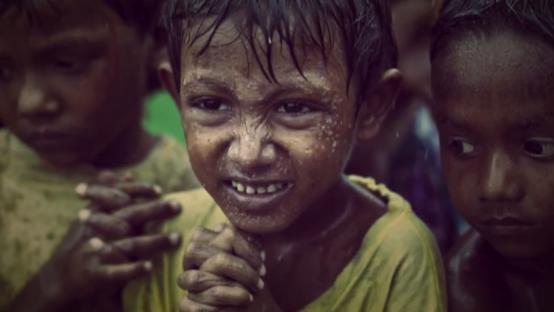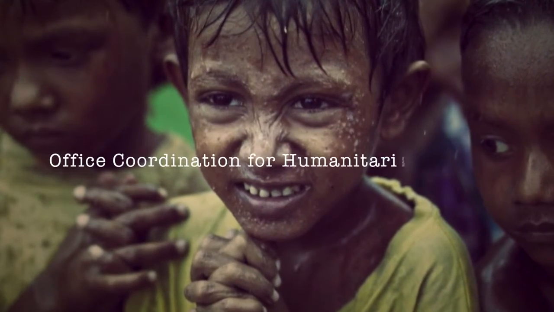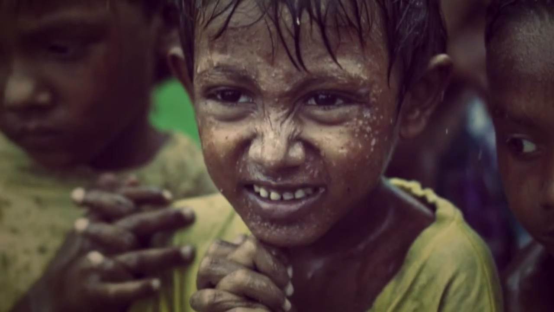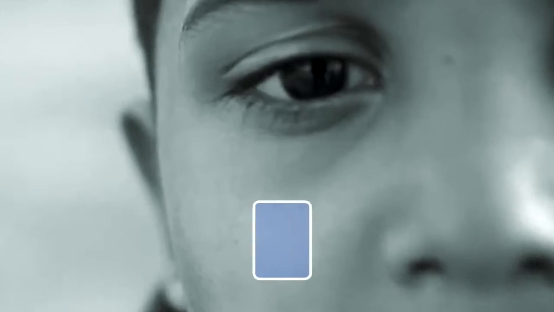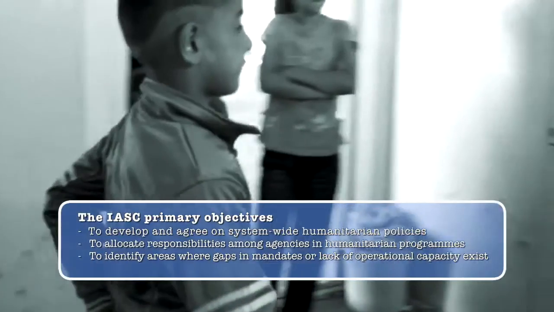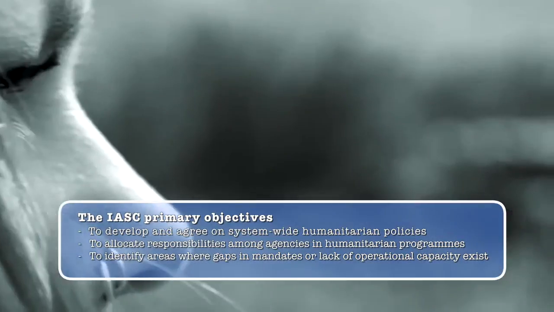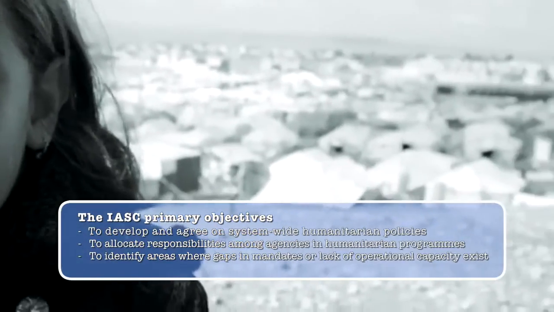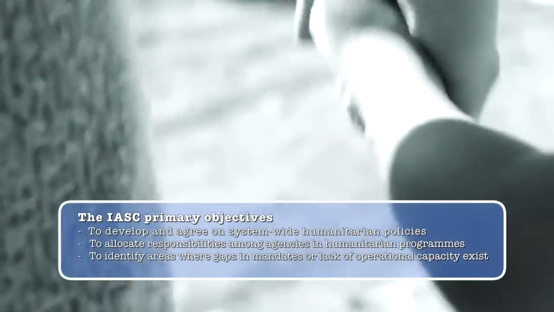The IASC is chaired by the Office for the Coordination of Humanitarian Affairs, OCHA, and the Emergency Relief Coordinator. The primary objectives of the IASC are threefold: to develop and agree on system-wide humanitarian policies, to allocate responsibilities among agencies in humanitarian programs, to identify areas where gaps in mandates or lack of operational capacity exist.